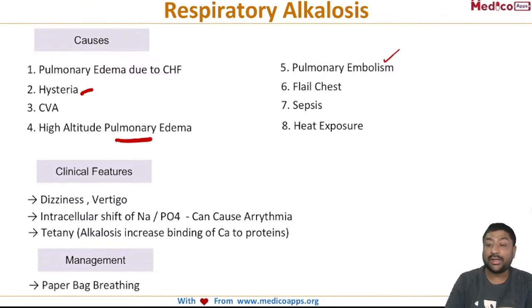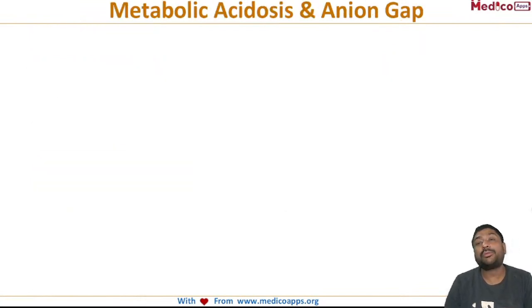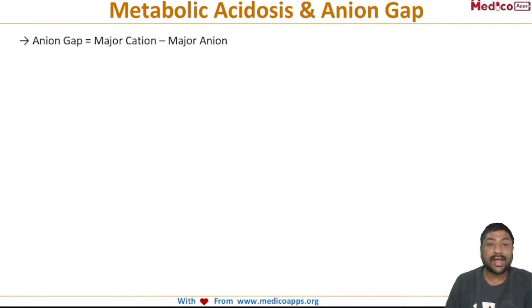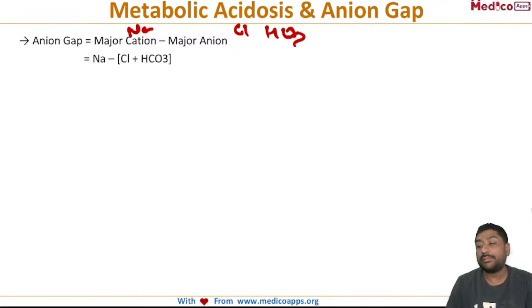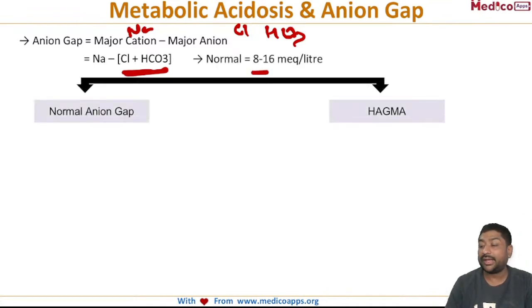Let's look at metabolic acidosis. When we talk about metabolic acidosis, we should know whether it is a normal anion gap metabolic acidosis or HAGMA. I'm not going into too much detail, I'll just list the causes here, because the complete metabolic acidosis class can be taken separately. When we talk about anion gap, what we have to do is major cations minus major anions. What are the major cations? Sodium is the major cation of the blood, and the major anions are chloride and bicarbonate. So we take the level of sodium and subtract the levels of chloride and bicarbonate. Normal anion gap is 8 to 16.